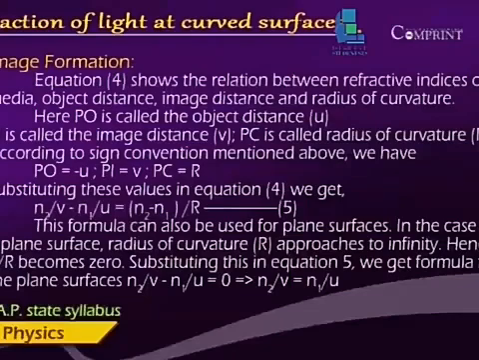This formula can also be used for plane surfaces. In the case of a plane surface, radius of curvature R approaches infinity. Hence, 1 by R becomes 0. Substituting this in equation 5, we get the formula for plane surfaces: n2 by v minus n1 by u is equal to 0, which implies n2 by v is equal to n1 by u.